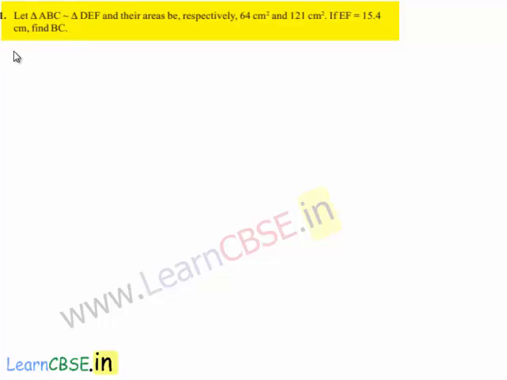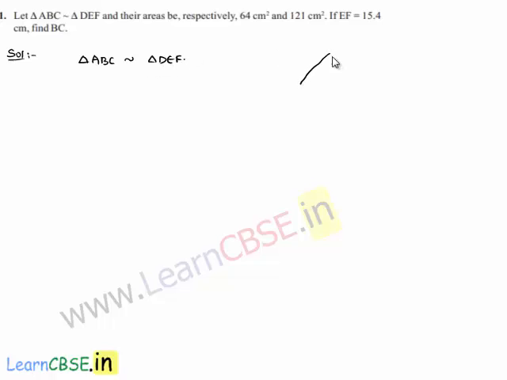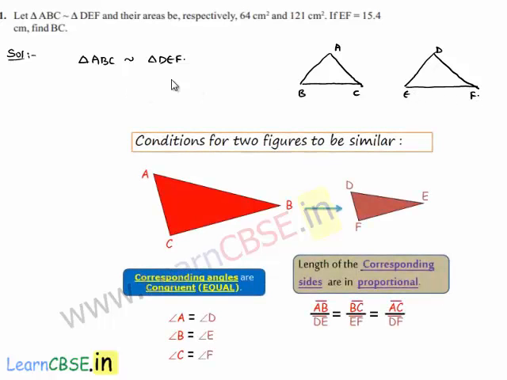Now moving on to the solution. He has given that triangle ABC is similar to triangle DEF. So let us draw both the figures. Triangle ABC is similar to triangle DEF. So when two triangles are similar, then their corresponding sides will be in proportion. So we can say that AB by DE is equal to BC by EF is equal to AC by DF.